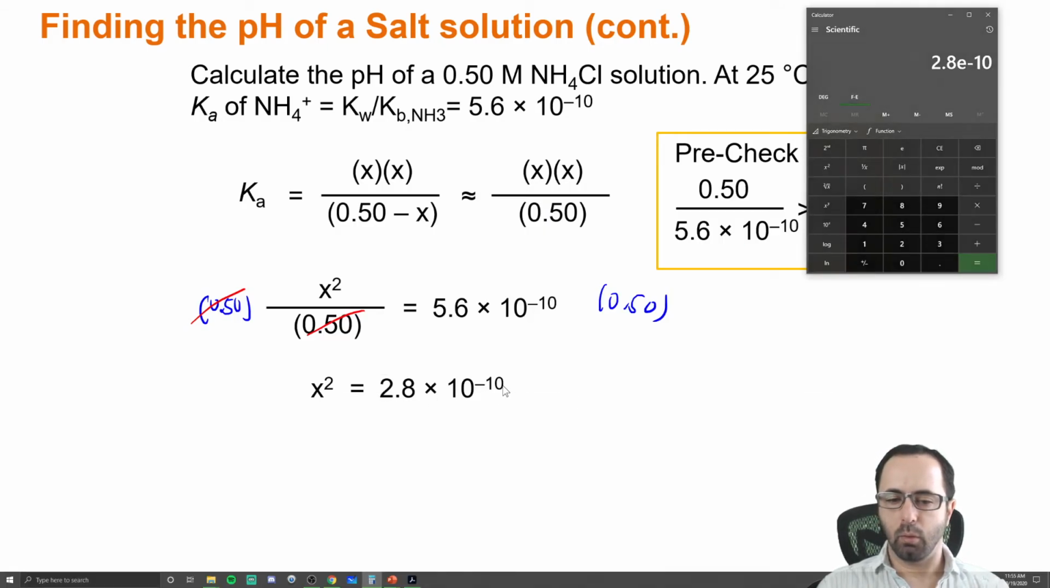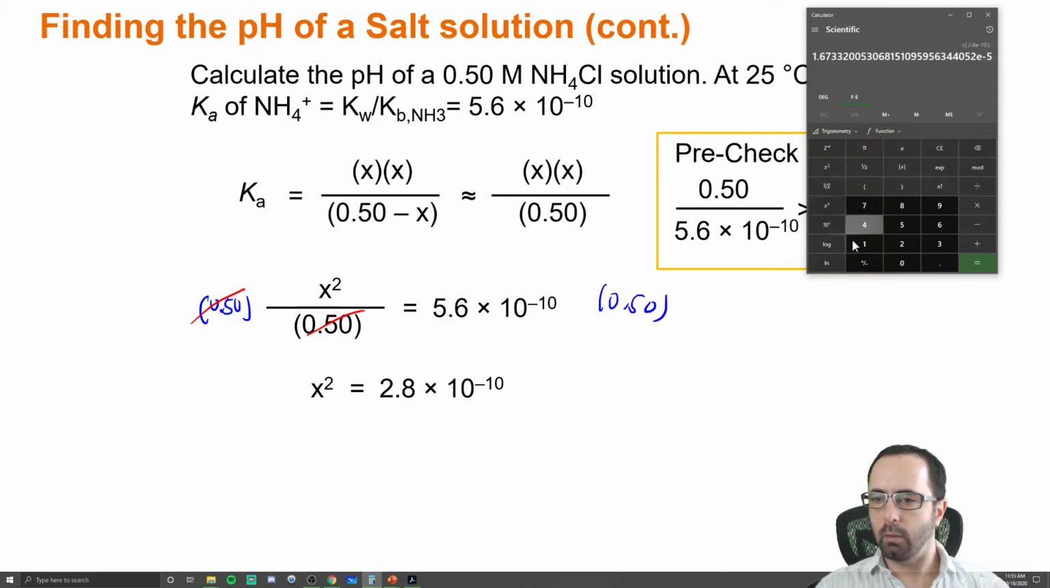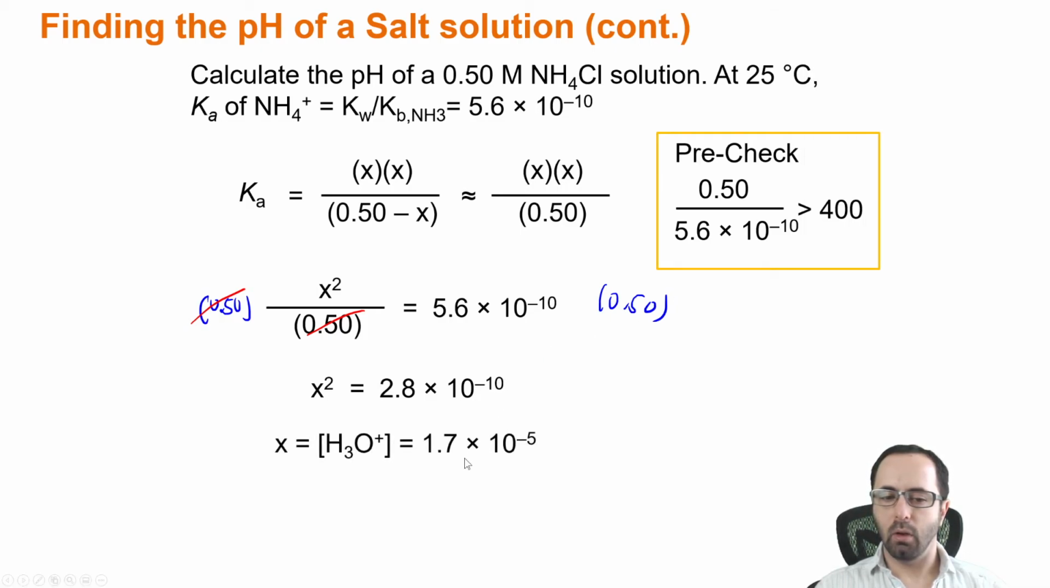Now we have to take the square root of both sides. So we square root x squared, we get x. And we square root this, and we get 1.7 times 10 to the minus 5. So x equals 1.7 times 10 to the minus 5. And that is our hydronium concentration.